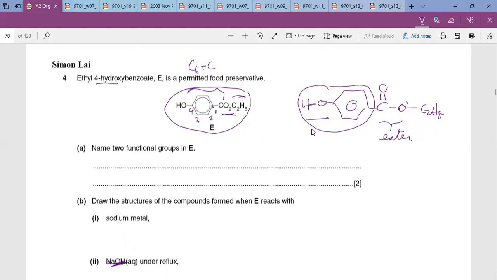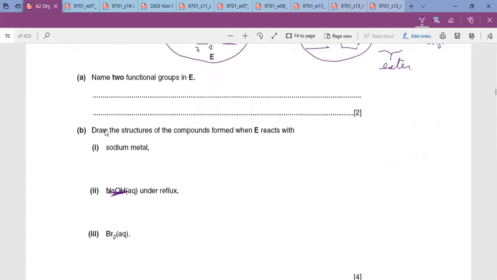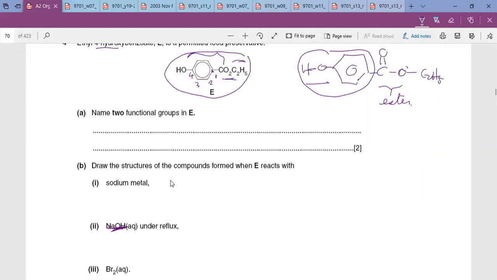Okay, two functions we've done. Okay, now here, of course, is your E. We focus on the phenol. Of course, here, draw your structures and compounds for E. Now go and do it yourself with sodium. Sodium means only what? For sodium, who will react? There are two functional groups, only this one will react. Okay? Only this one here, with this one here will give you Na plus and O minus, and draw the whole structure here.